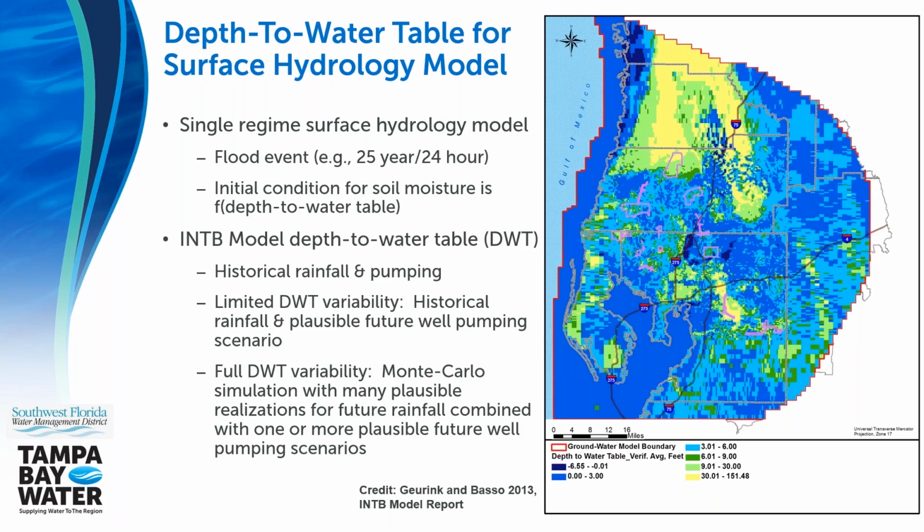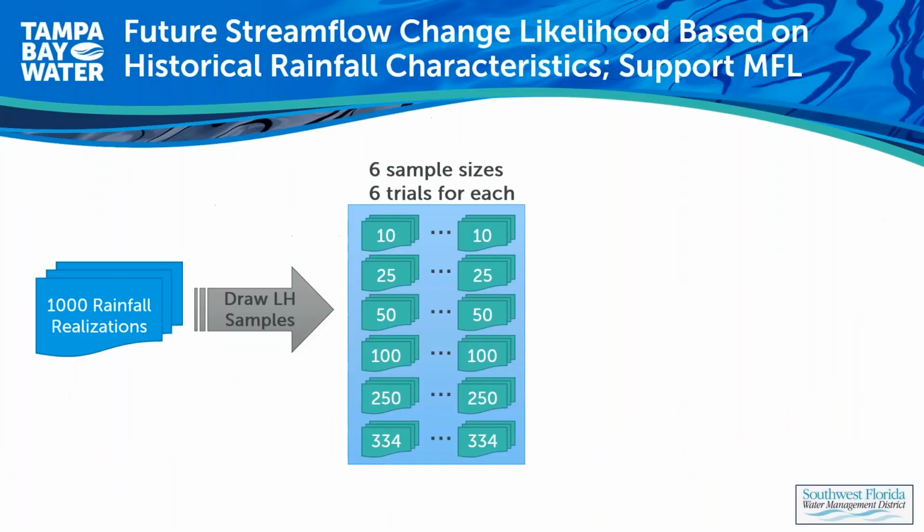Now, if you're interested in a full depth to water table variability, a Monte Carlo simulation of rainfall, essentially defining a full range of possibilities of what the rainfall could look like in the future based on historical conditions, using those Monte Carlo simulations for future rainfall combined with one or more plausible future well pumping scenarios can provide a full understanding of what the depth to water table variability could be and how it relates to project objectives for this surface water model.